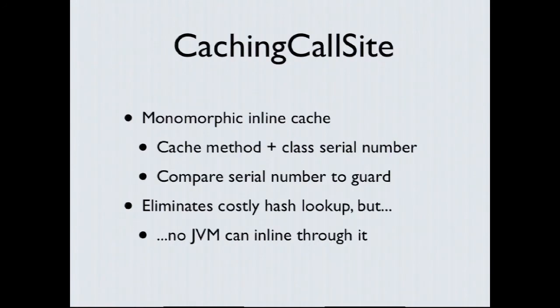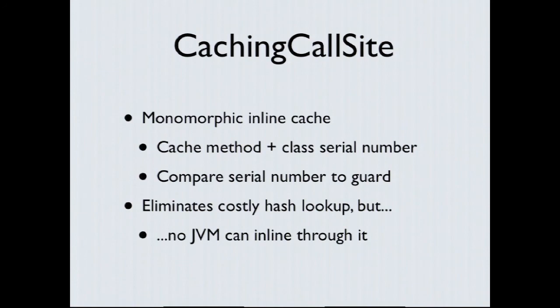So our early version, our initial version, and this is what's actually still running on Java 6, we have something called a caching call site. If you've done any language implementation or dynamic language optimization, we have a monomorphic inline cache. Very simple. Cache a method and the serial number of the class that method came from at that time. So every time we do the call, we check and make sure the incoming object is of the same type. If it matches, go right through and call the method. We don't have to do all the lookup logic again.